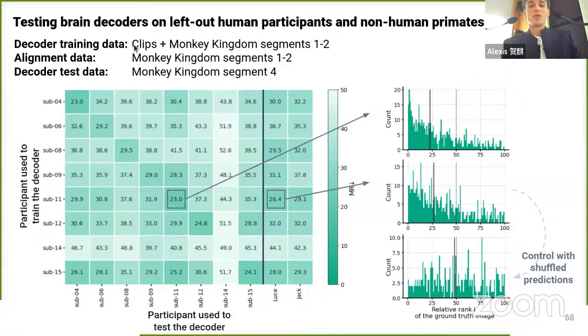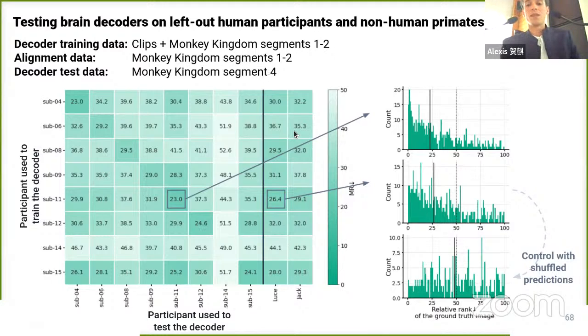Lastly, we train a decoder for each human participant. This is what you see on the y-axis of this graph. We train these decoders using the movie clips and the first 2 segments of Monkey Kingdom. Then we use the first 2 segments of Monkey Kingdom to align human brains with monkey brains. And finally, we try to decode a completely unseen part of the movie, namely the 4th segment of the movie.